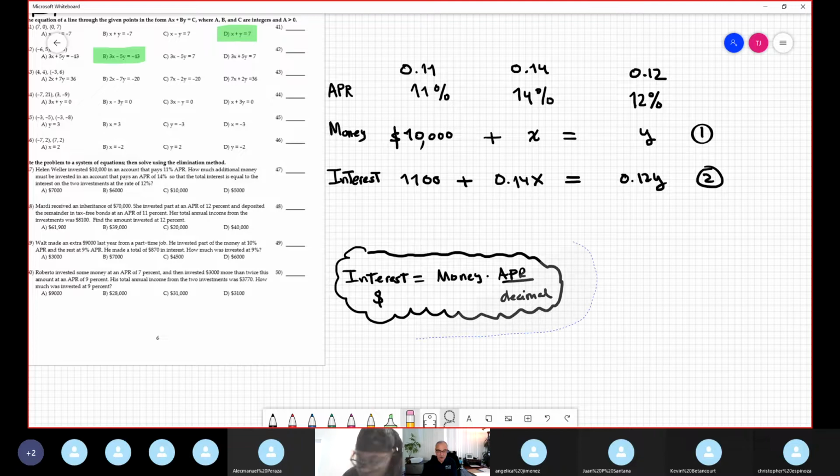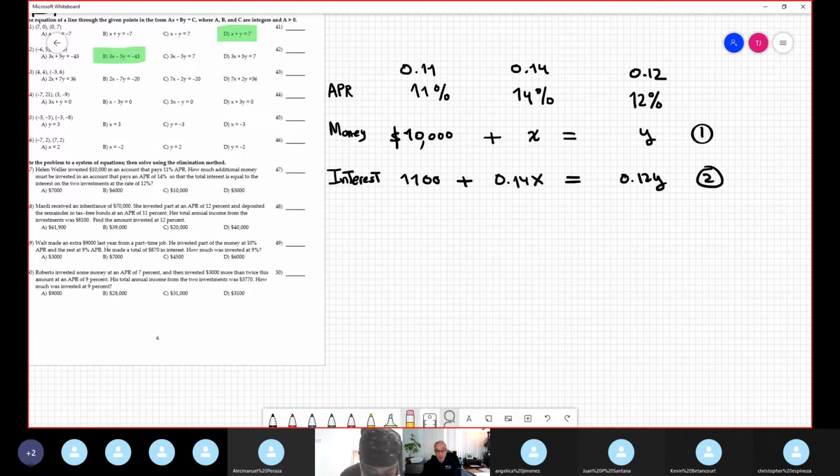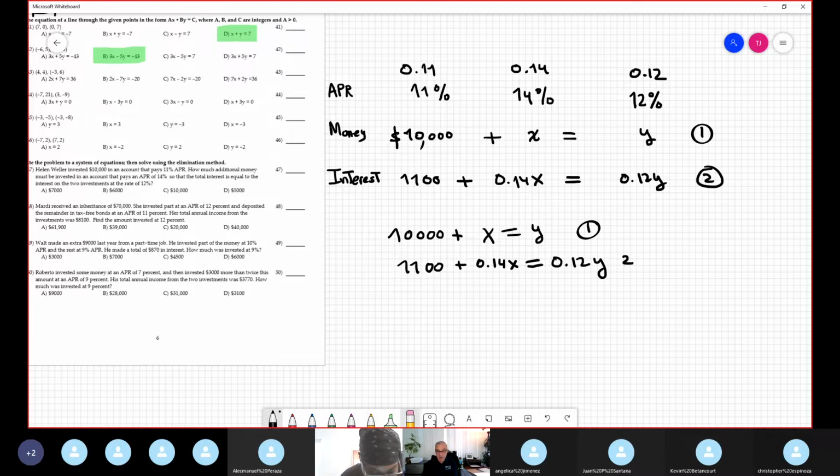Okay. The rest, when you finish setting up the equation, the only thing you should do is algebra. So I copy again the equation to make sure. Look, you copy 10,000 plus x equals y. This is my first equation. And my second equation is 1100 plus 0.14x equals 0.12y. And this is my second equation, and this is a linear system of equations.